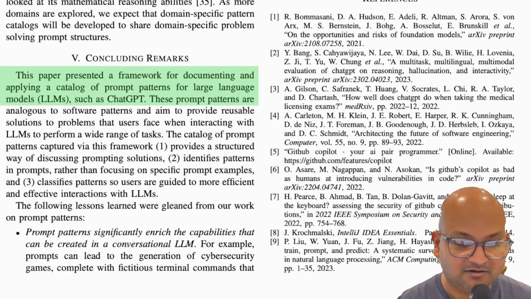And there are a ton of other very useful prompting patterns in this paper, so please go take a look.